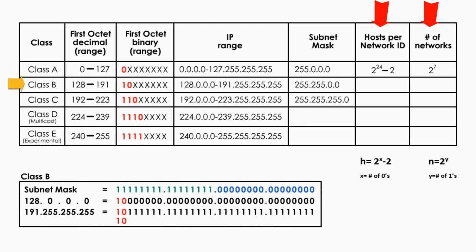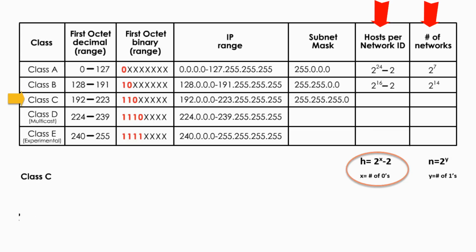By the same method, the Class B subnet mask has 16 zeros. Thus, the number of hosts per network is 2 to the power of 16 minus 2. The Class B subnet mask has 16 ones, but the first 2 bits are always 10, which reduces the number of useful bits in the network portion to 14. And thus the number of networks in Class B is 2 to the power of 14.